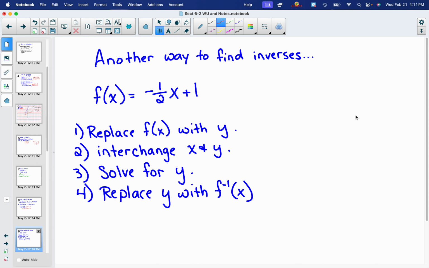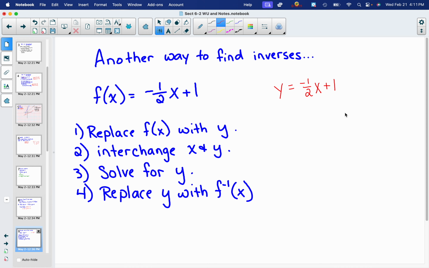Here's another way to find inverses, and this is extremely helpful. Now, this is a different function right here, so I'm using a different function. f of x equals negative 1/2 x plus 1. So we're going to follow these steps. The first step says replace f of x with y. So I'm going to call it y equals negative 1/2 x plus 1.